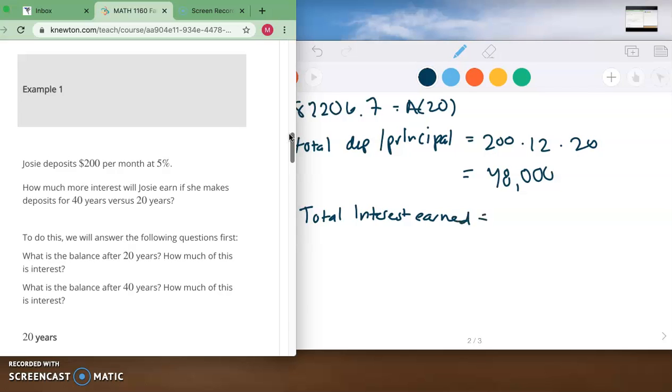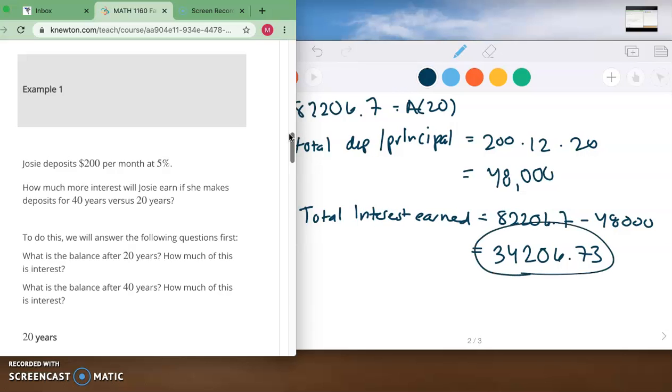So that means that the total interest that she earned in 20 years is going to be 82,206.7 subtract 48,000, which is about 34,206.7. About. I think it goes one more to the there. It's just not showing on my calculator, but I just went up. Okay. So that right there is how much she makes after just 20 years. That's a lot of money to make after 20 years.